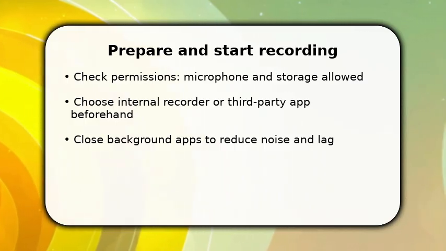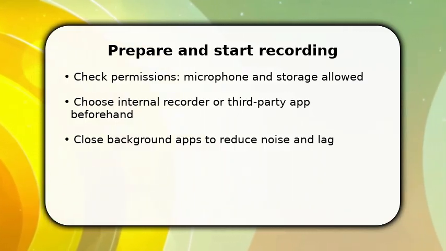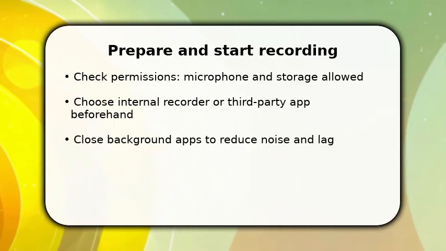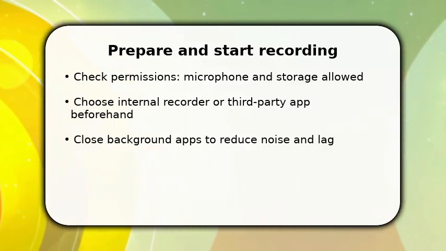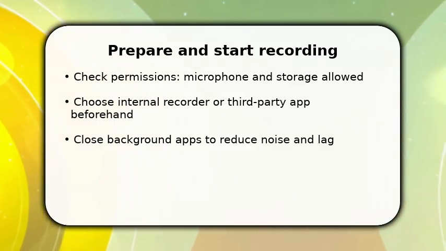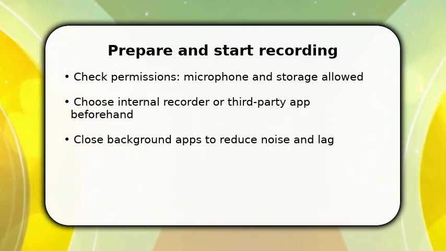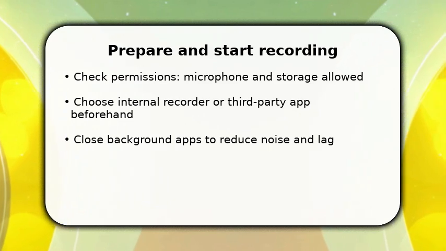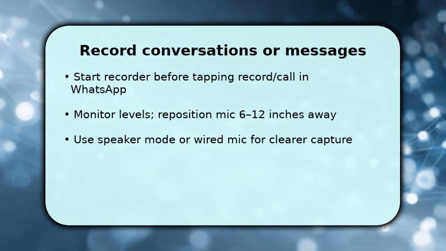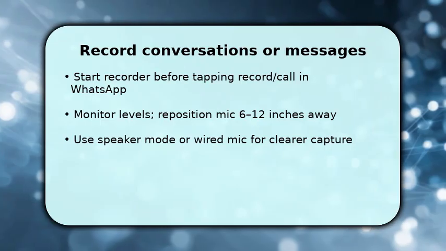You should disable battery savers and silence notifications to prevent interruptions, and place the phone in a stable spot. Make a quick test clip of 3-5 seconds to confirm levels and clarity, then return and prepare to start the real recording immediately. Now start your recorder first, then initiate the WhatsApp voice message or call.